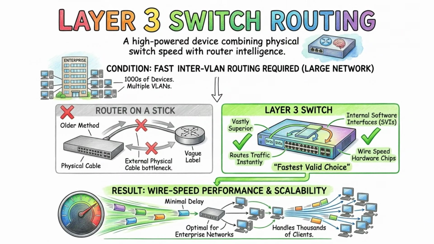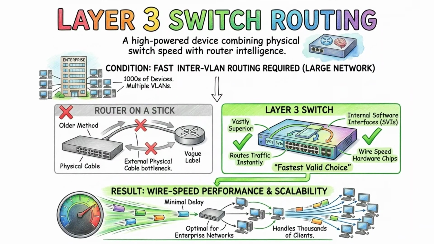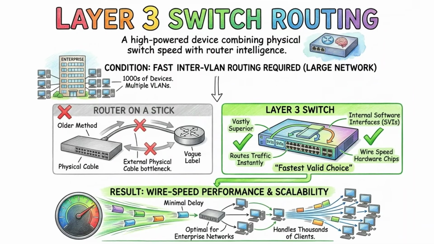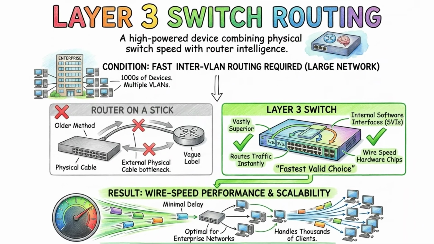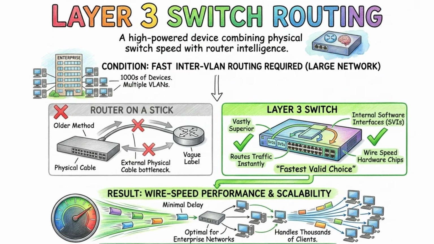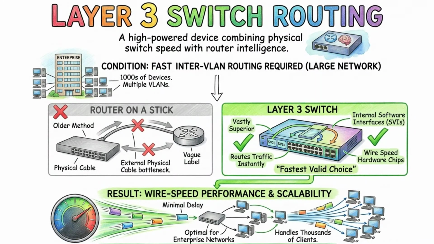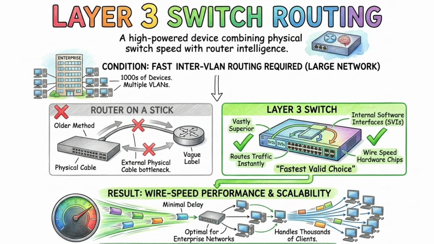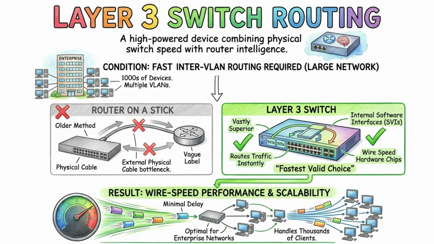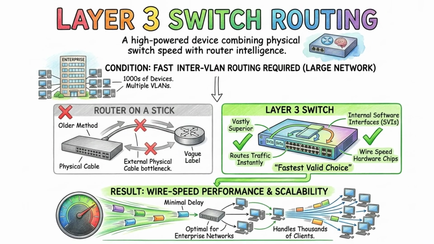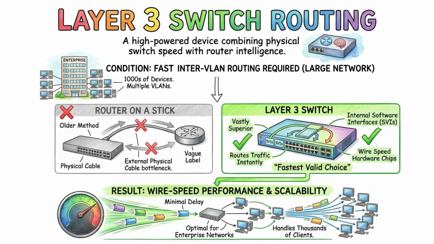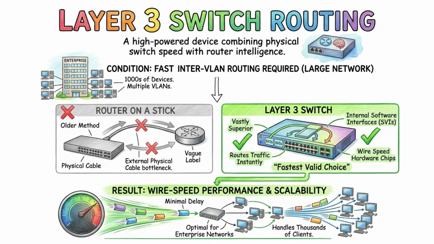While the router on a stick method is great for learning, modern enterprise networks handle inter-VLAN routing much faster using Layer 3 switches. A Layer 3 switch is an incredibly powerful hybrid device that combines the high-speed physical ports of a normal switch with the logical brains of a traditional router. Instead of sending traffic over a physical cable to an external router, the Layer 3 switch uses internal software interfaces called switch virtual interfaces to route the traffic instantly.